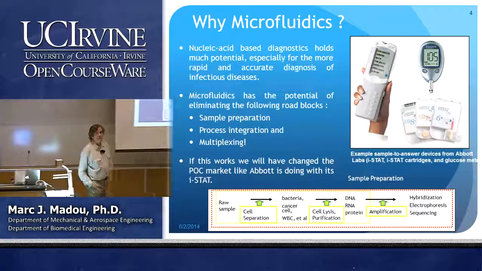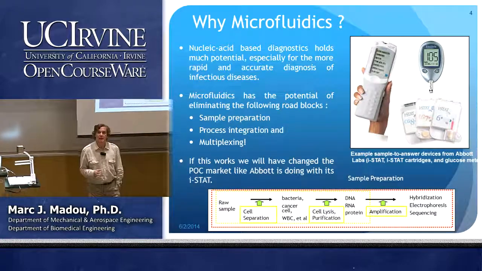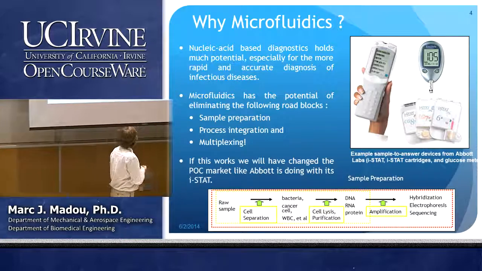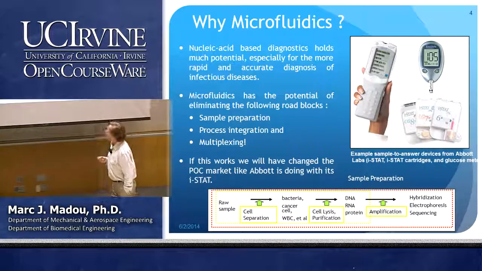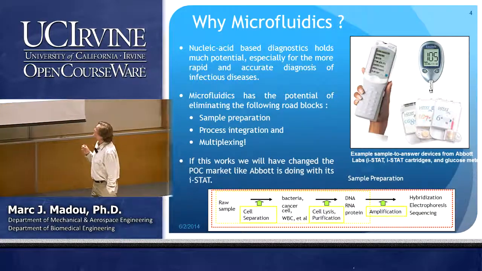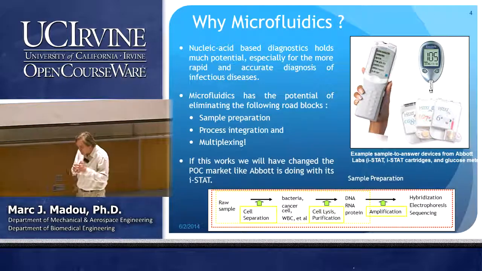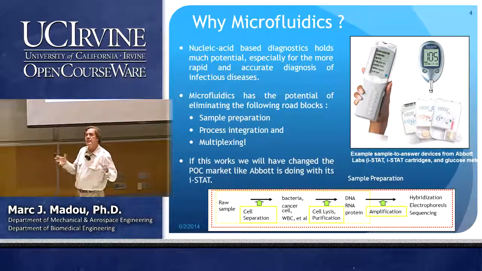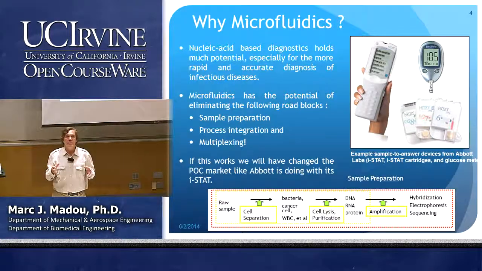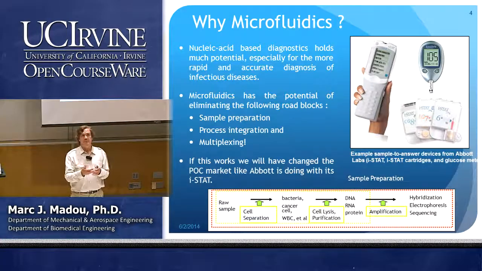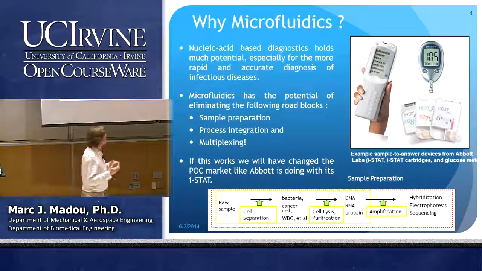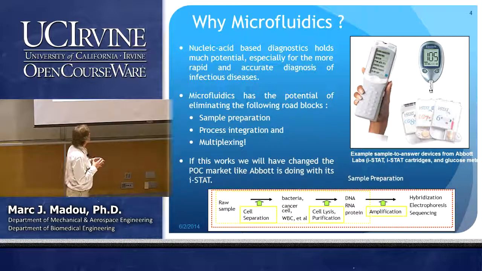So a bit more about why microfluidics, and now specifically for molecular diagnostics. Nucleic acid-based diagnostics holds much potential, especially for the more rapid and accurate diagnosis of infectious diseases. It's probably one of the biggest growth areas within medical diagnostics. But today, it's slow and very expensive. And so we want to shorten the time and make it much simpler.